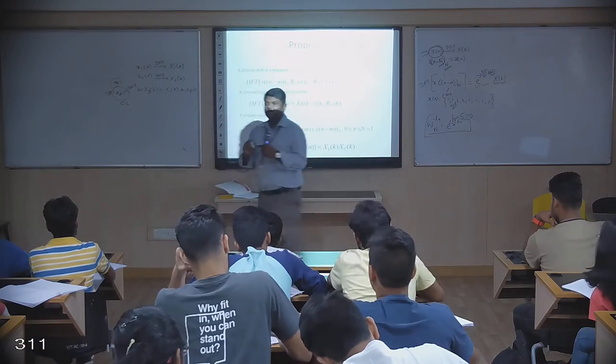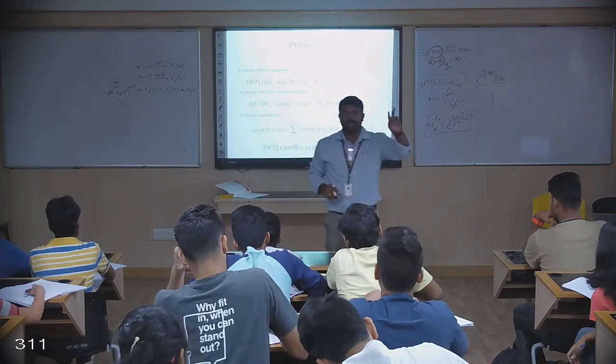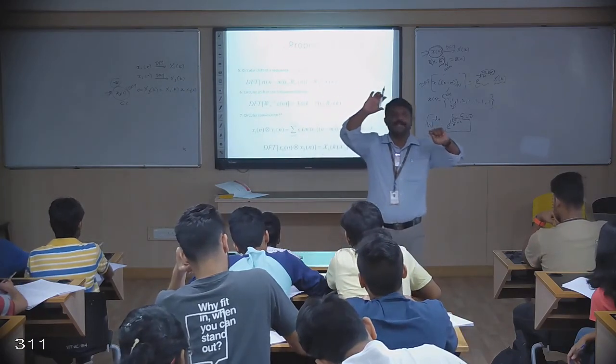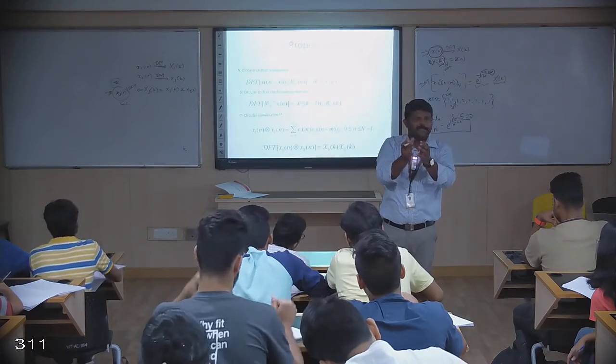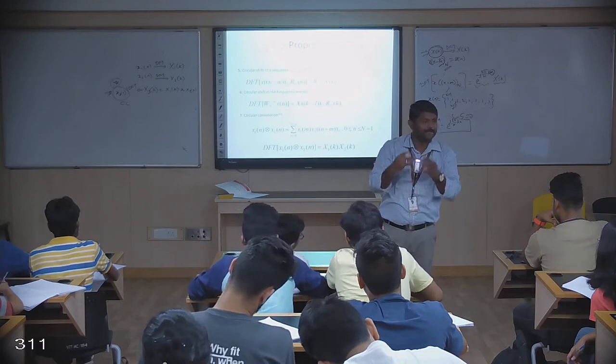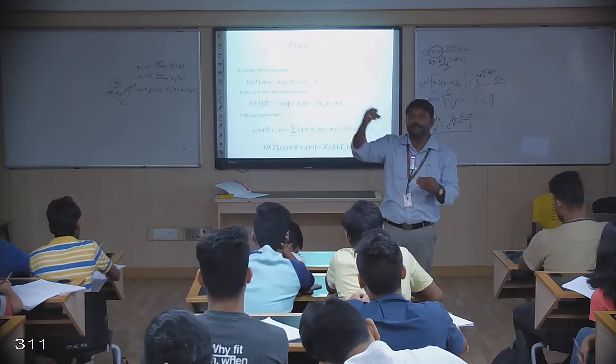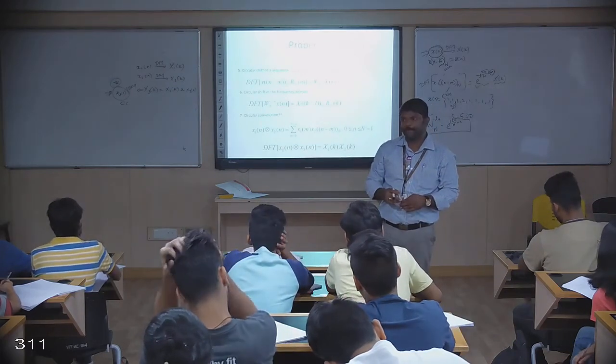Do you understand the sequence? I have 2 inputs, x1 of n and x2 of n. Take the DFT separately, multiply that, you'll be getting one term. Then take the inverse of that. That will be your circular convolution in time domain. Alright.